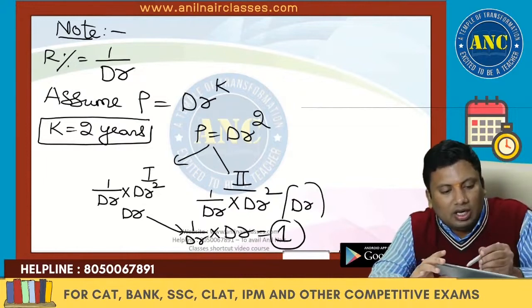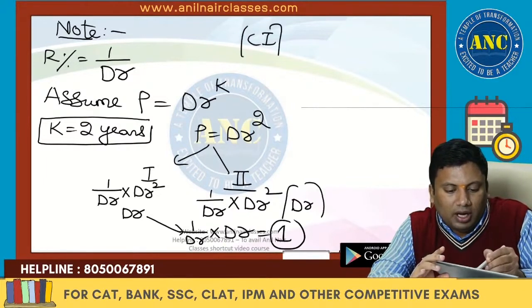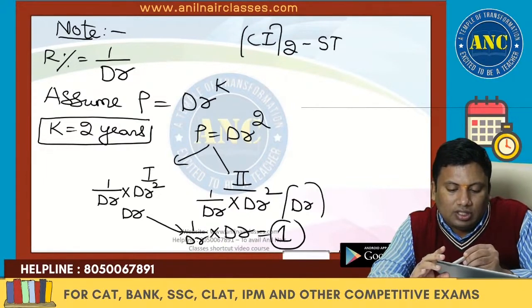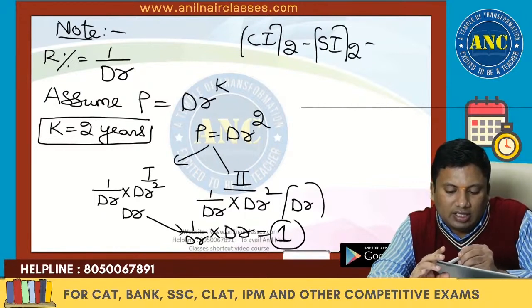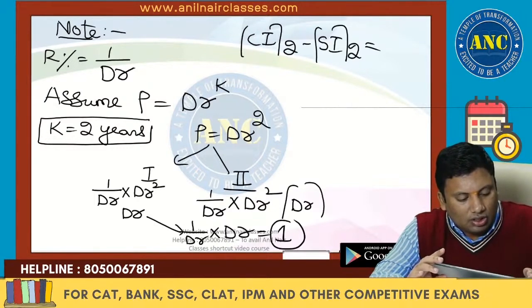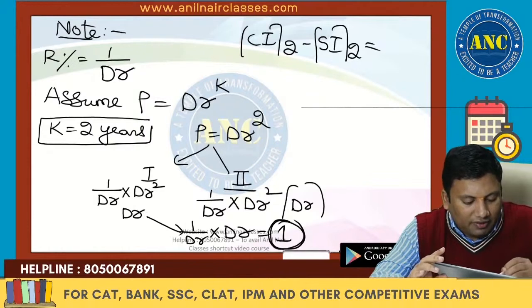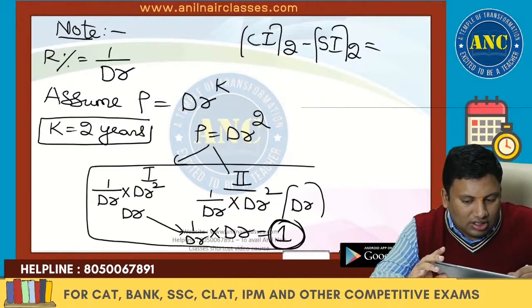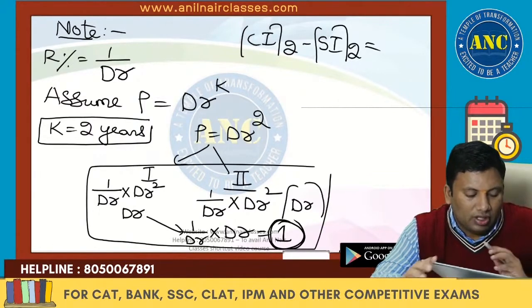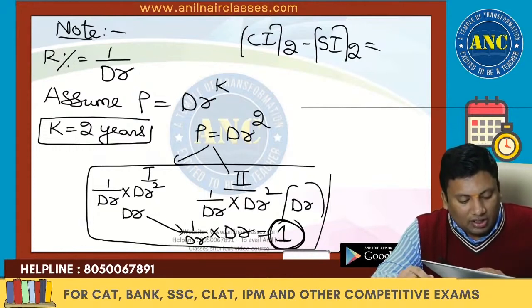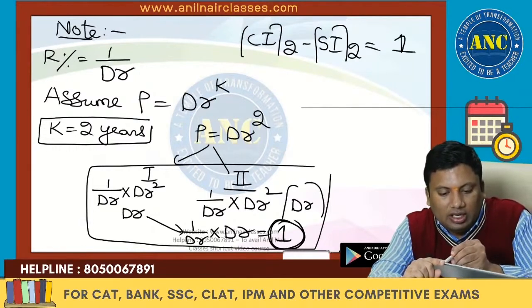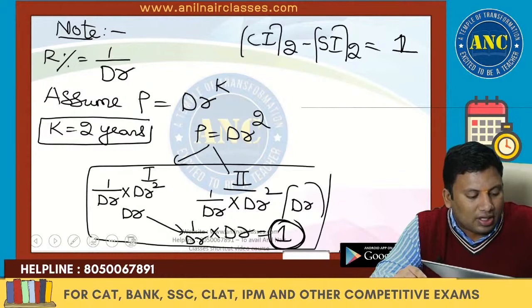Now see here. CI for 2 minus SI for 2. D is nothing but CI for 2, total CI for 2. SI for 2 is 2dr. CI for 2 minus SI for 2 is 1. Please make a note, sir.